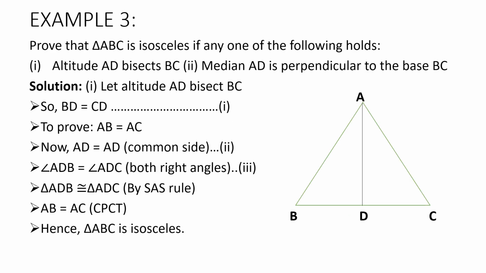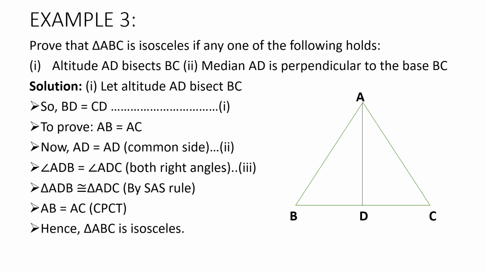Example 3. Prove that triangle ABC is isosceles if any one of the following holds. First condition, altitude AD bisects BC. Second condition, median AD is perpendicular to the base BC. Remember, these types of things can be used in solving objective type questions. So we need to prove it is an isosceles triangle. What is given to us in the first case? Altitude AD bisects BC. Since it bisects, it divides into two equal parts, so BD will be equal to CD. What we have to prove? It is isosceles means we have to prove AB equal to AC.